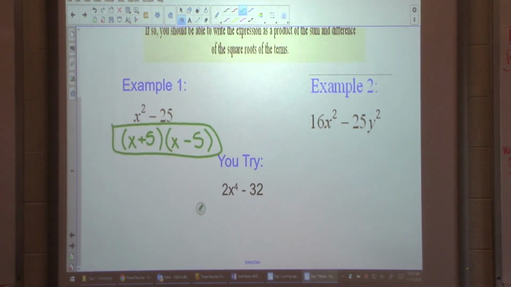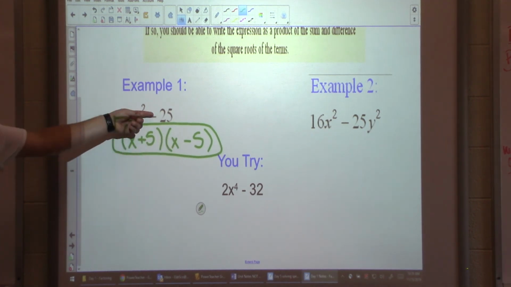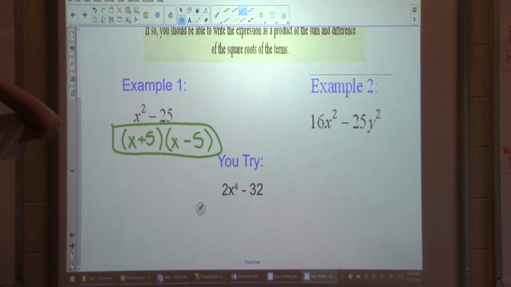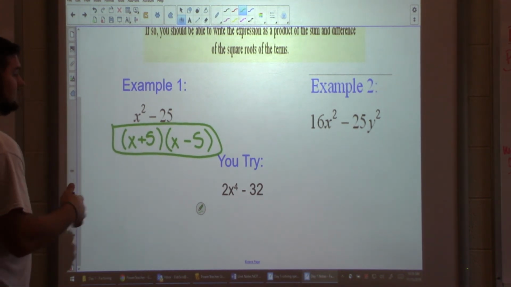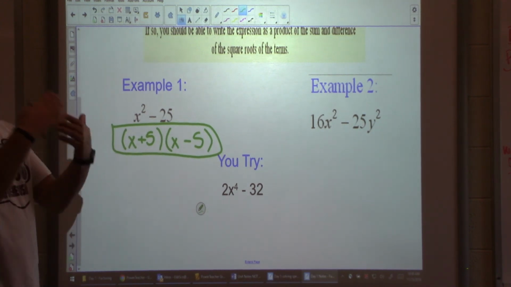If I foiled this, what should I get? I should get the same thing, right? So to check your answer, if you want to foil it, you should get the same thing. Doesn't matter if the subtraction or addition is first. As long as one of them is addition, one subtraction.